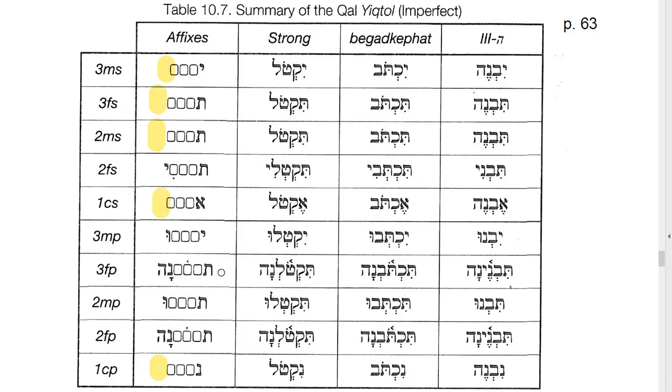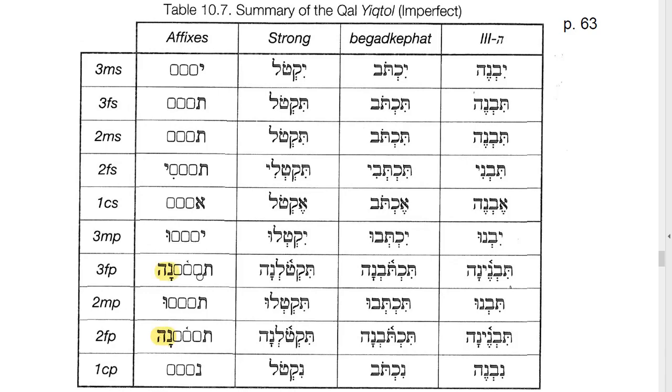So we tell those only by the prefix and by the fact that there is no suffix. Then we see for the second feminine singular, it's got a tav prefix, but it has a hiriq yod as its suffix. Down here for third masculine plural, we see a shureq as its suffix and a yod prefix. And then second masculine plural, we also see a shureq suffix, but it's got a tav as its prefix. Finally, for the third feminine plural and second feminine plural, we have a nun ending.